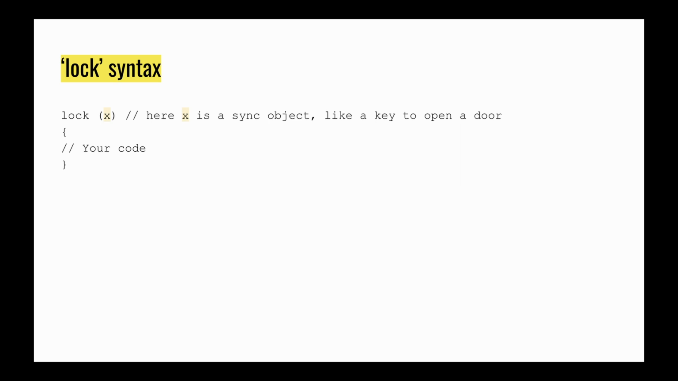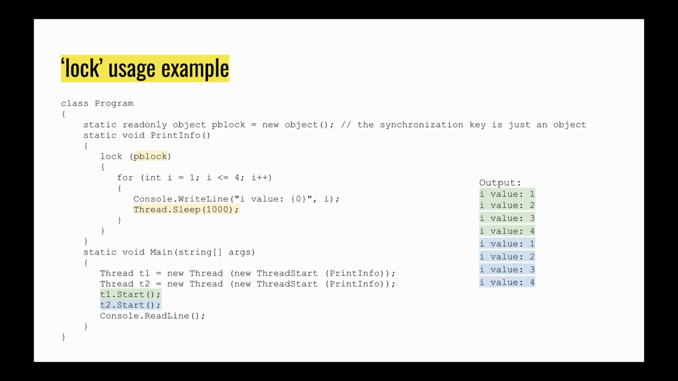Lock syntax. Below is the syntax for using the lock to obtain a lock, synchronization, for a specified piece of code. Here X is the key of the synchronization block, and in the lock statement, we need to write the code that we want to allow access for one thread at a time. Below is an example of using the lock to wrap a specific piece of code to allow one thread to execute at a time. We created several threads, T1 and T2, and started executing the PrintInfo method at the same time. Here, in the PrintInfo method, we have used the lock statement to obtain mutual exclusion for the execution of the for loop code to allow only one thread to execute at a time.